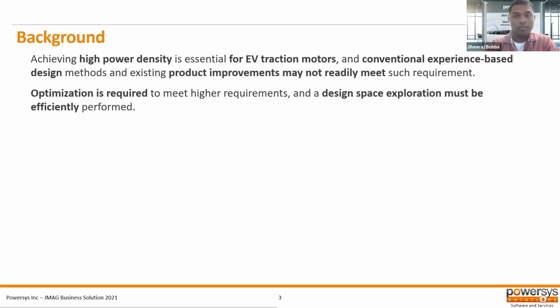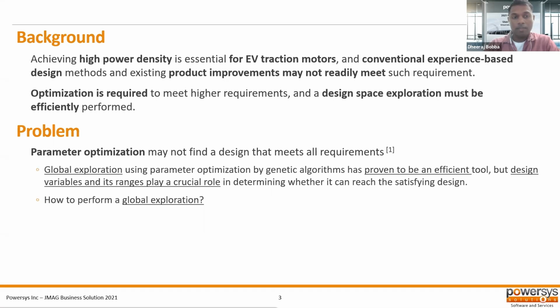So then the problem is that parametric optimization, which is usually used in this scenario, may not always find designs that meet all the requirements. The reason is that a global exploration is required, and using a genetic algorithm has been proven efficient, but it is highly dependent on the variables and the ranges used in the parameter definition of that optimization problem. The second question would be, how do we perform a global exploration? How do we know it is global, or that it is covering the entire design space?